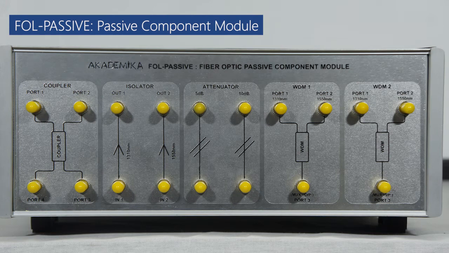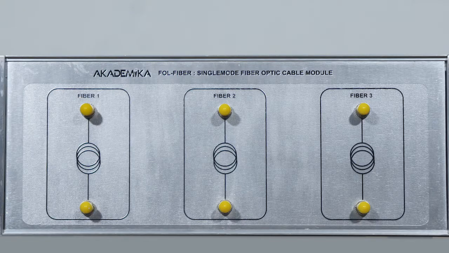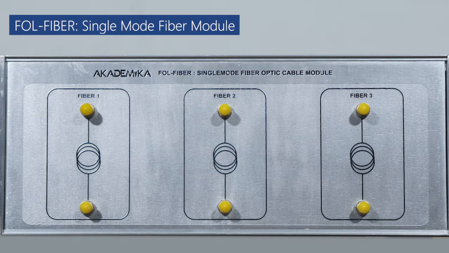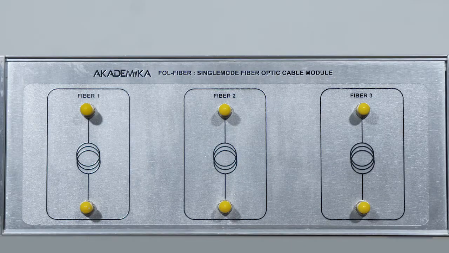This module has a 50 by 50 coupler, isolators at 1310 and 1550 nanometer, 5 dB and 10 dB attenuators, and 2 WDMs mounted on a sturdy aluminum casing. This module has a 100 meters, 500 meters, and 1000 meter single-mode fiber mounted on a sturdy aluminum casing.